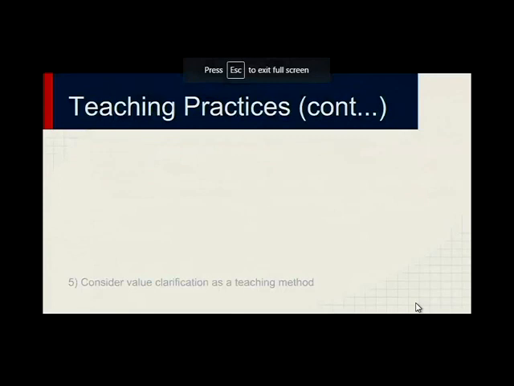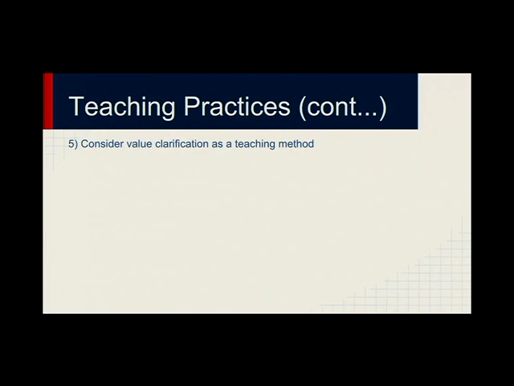Then consider value clarification as a teaching method. What I mean by this is, let me give you an example of grammar. So we discuss why we need to learn grammar. We know that we need to learn grammar to get good marks in the grammar component of the exam. We also need to learn grammar to develop our English so that I can leave a good impression of myself on the person I talk to. Same is the case with speaking, same is the case with reading and writing.